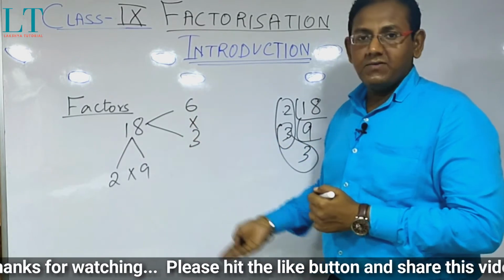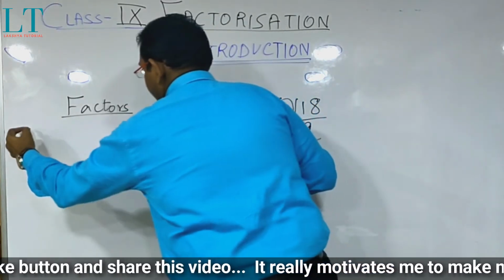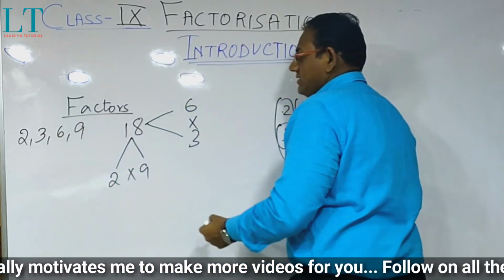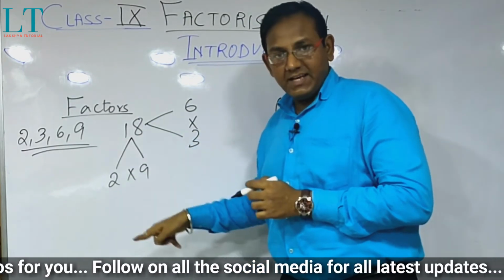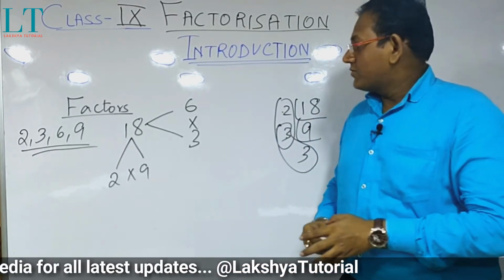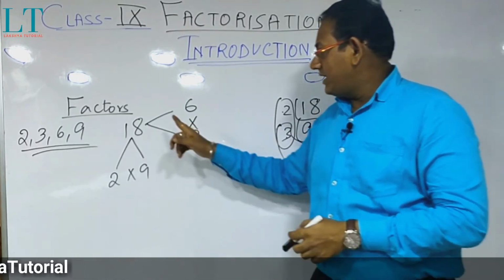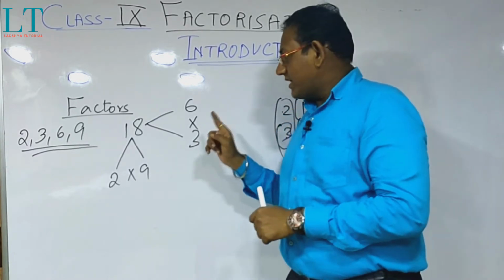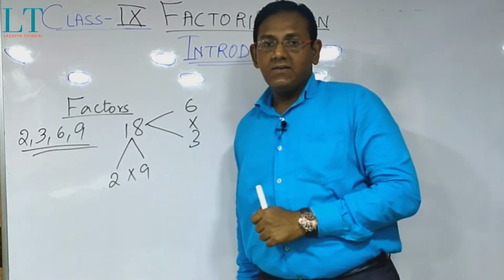So there are multiple ways of finding the factors of this number. But if I want to list the factors, they will be 2, 3, 6, 9. These are the factors of 18, excluding the number itself and excluding 1, because 1 is a common factor of each and every term. So I am not considering 1 in this case. Similarly, 18 is a factor of itself, that means a number is a factor of itself. Apart from those two numbers, we get these as the factors.